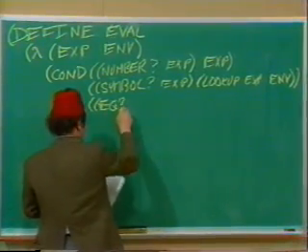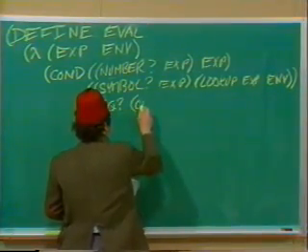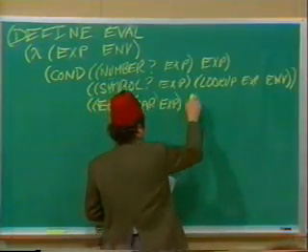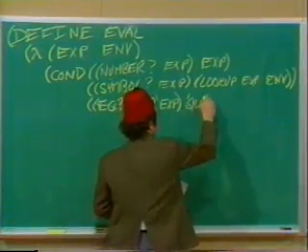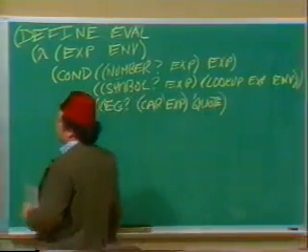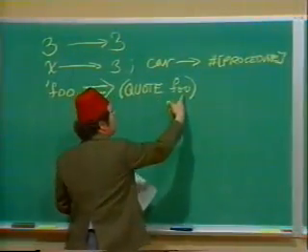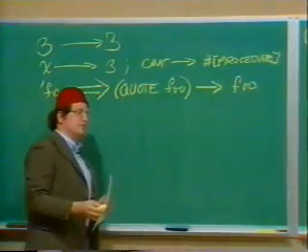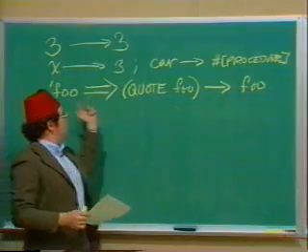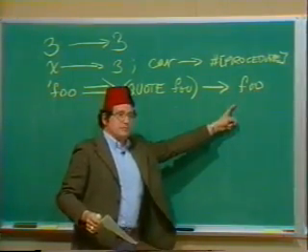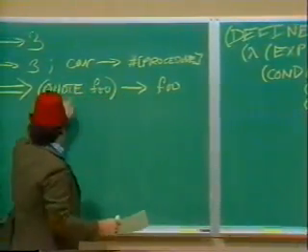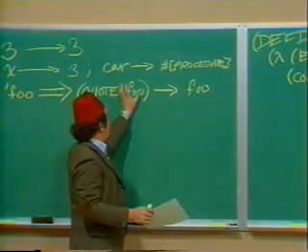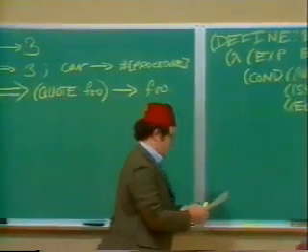If the car of the expression is quote, then what do I want? I want quote foo to itself evaluate to foo. It's a constant. This is just a way of saying that this evaluates to itself. So what is that? That's the second element of the list. But the second element of the list is its cadr. So I'm just going to write here cadr.